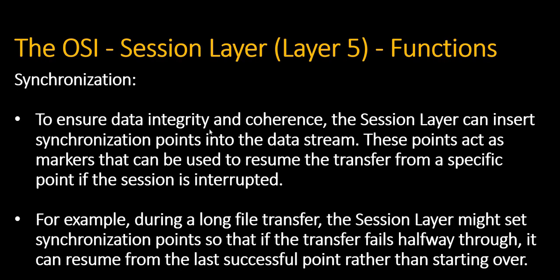Synchronization. To ensure data integrity and coherence, the session layer can insert synchronization points into the data stream. These points act as markers that can be used to resume the transfer from a specific point if the session is interrupted. For example, during a long file transfer, the session layer might set a synchronization point so that if the transfer fails because of some reason halfway through, it can resume from the last successful point rather than starting over.